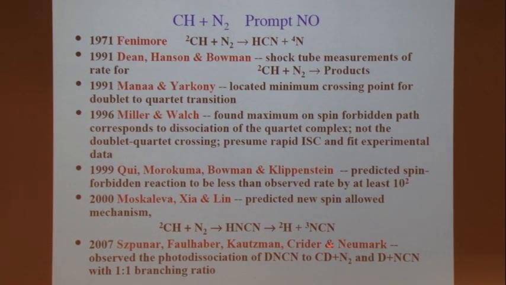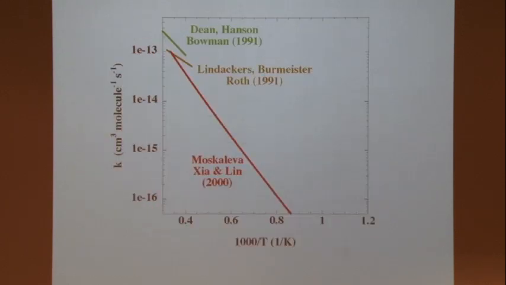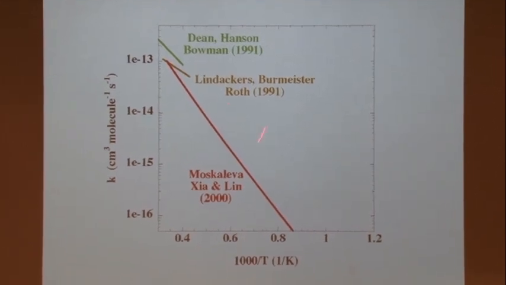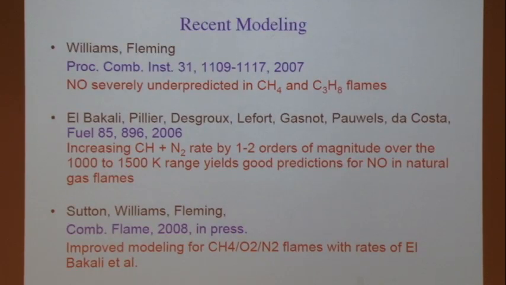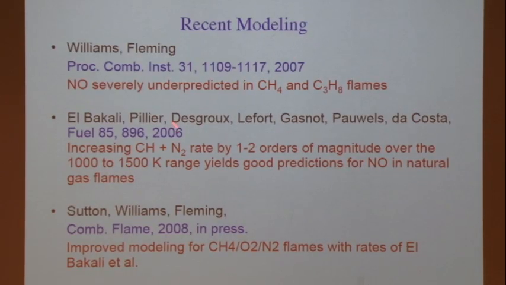And then Newmark's group actually observed that you see NCN experimentally. So that was interesting. So Lin was right. So this shows the theory, how I think rates are changing with time as people understand things better. And then in very recent years, there's been a ton of papers trying to understand what happens. However, the NO is severely underpredicted, so something's wrong in the models. Then they figure out that the rate is actually 1 or 2 orders of magnitude higher than they thought it was.